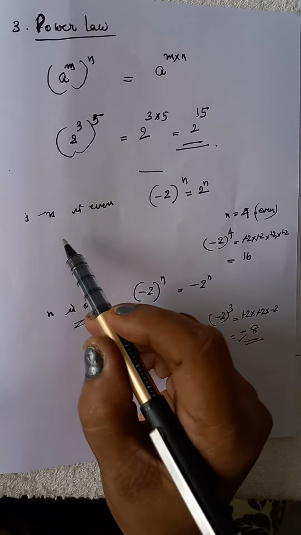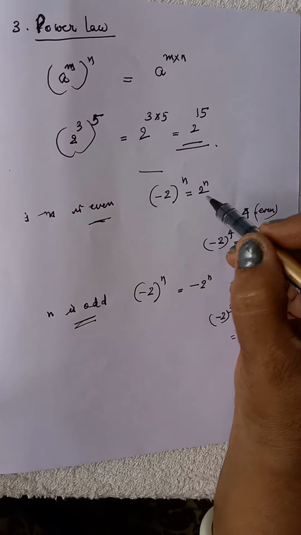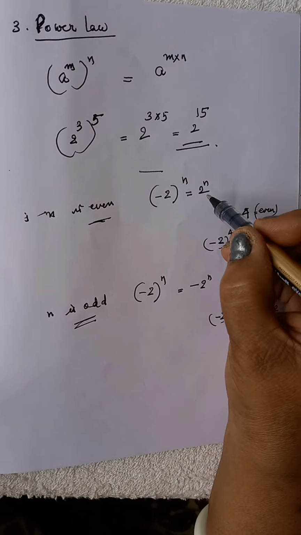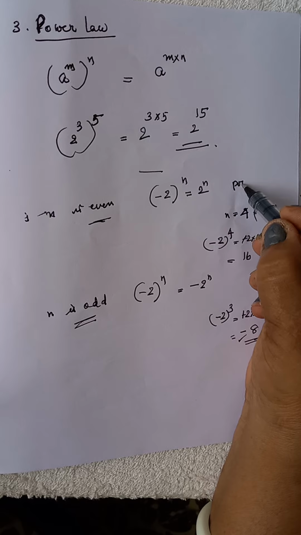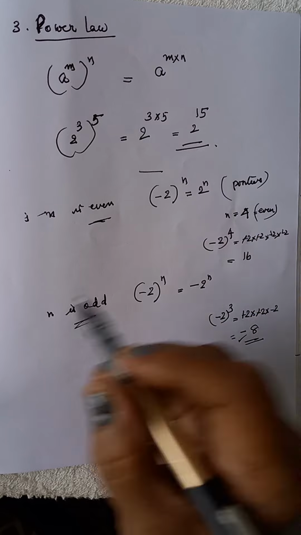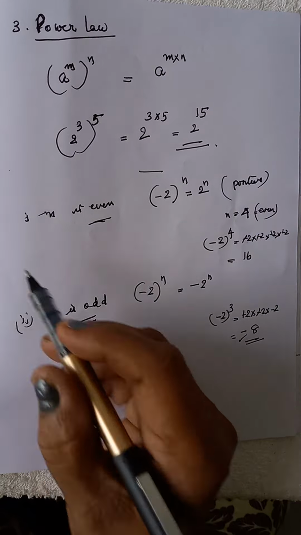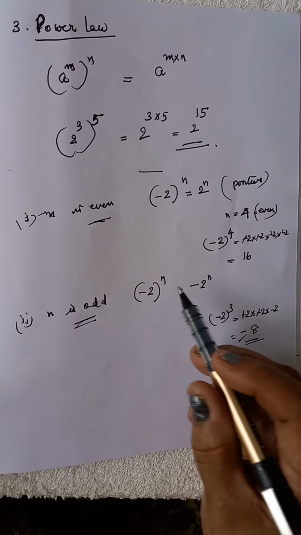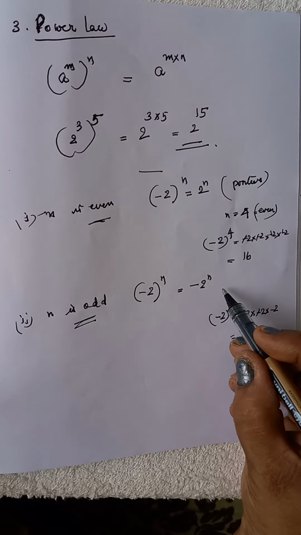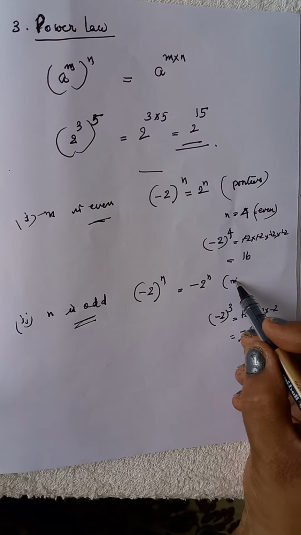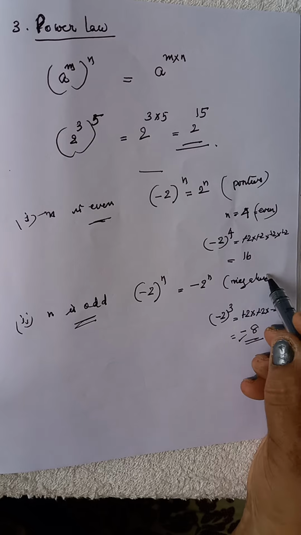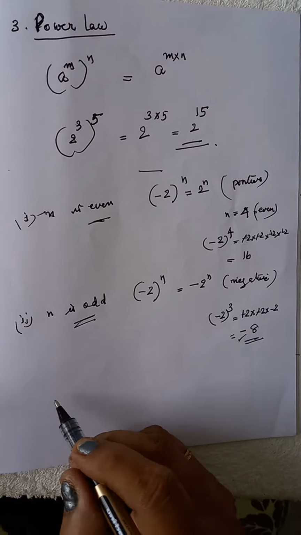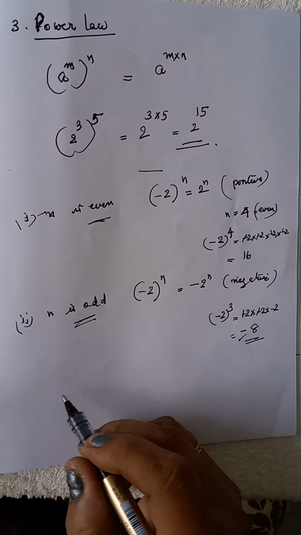That is, if n is even, then (-2) raised to n is 2 raised to n, that is positive. And second, if n is odd, then (-2) raised to n is minus 2 raised to n, that is negative.